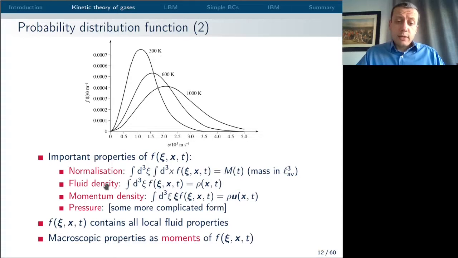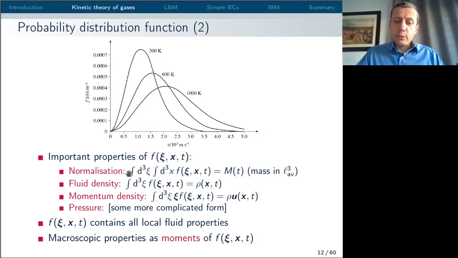And you can also recover the fluid density if you just integrate over velocity space, which basically says, give me all molecules no matter what their velocity is, then you will get the mass density of the system. And if you compute the first moment of the distribution, so if you multiply f by the speed of the molecule and then integrate over the speed, you will get the average momentum of your system in a given sub-box. You can do the same thing to obtain pressure, but that is much more complicated.